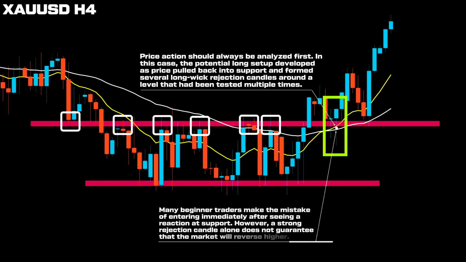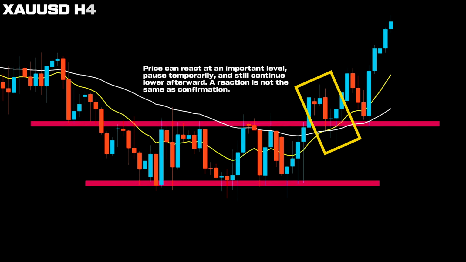Many beginner traders make the mistake of entering immediately after seeing a reaction at support. However, a strong rejection candle alone does not guarantee that the market will reverse higher. Price can react at an important level, pause temporarily, and still continue lower afterward. A reaction is not the same as confirmation.